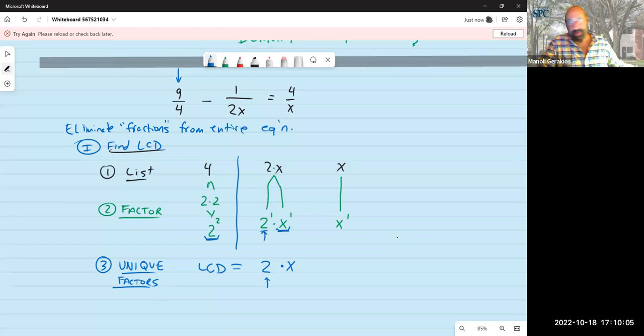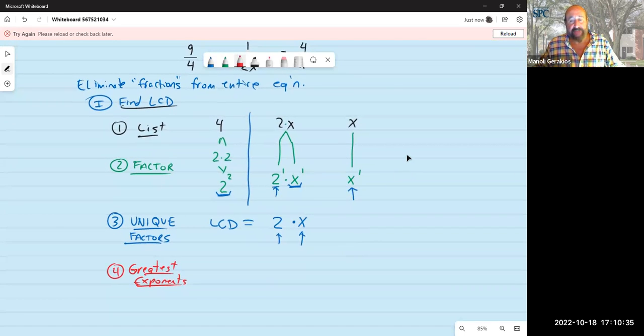The least common denominator is also the least common multiple of the denominators. Multiple, they're going to multiply all these different factors in here. Okay, hop over to the last denominator. x's are already represented. We don't put another one in. And then here's the all-important final step of finding an LCD: greatest exponents. Greatest exponents on every one of those factors.